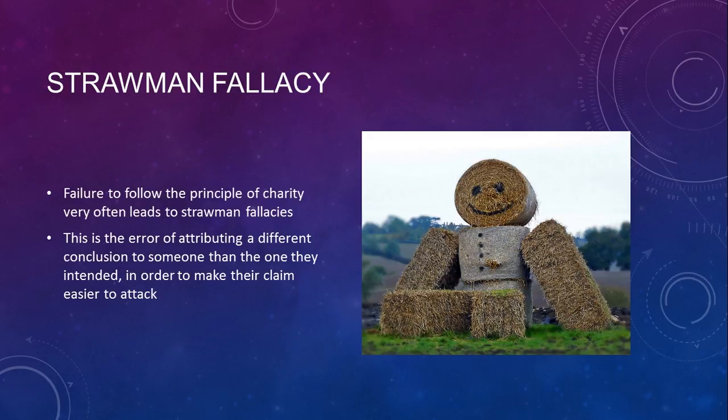Okay. So, to get back to the informal reasoning of it all, if you fail to follow the principle of charity, if you fail to follow any of these things, you end up in what's called a straw man fallacy. We're going to do a bunch of fallacies throughout the year, just sprinkle them in. Here's one of the most prominent ones, and it works in the following way. It's the error of attributing a different conclusion to the person you're talking to than the one they were trying to drive at.